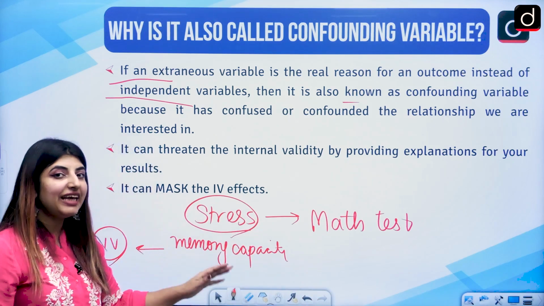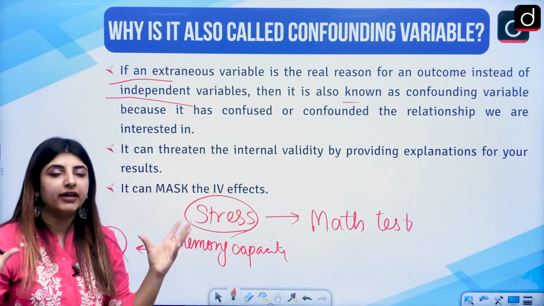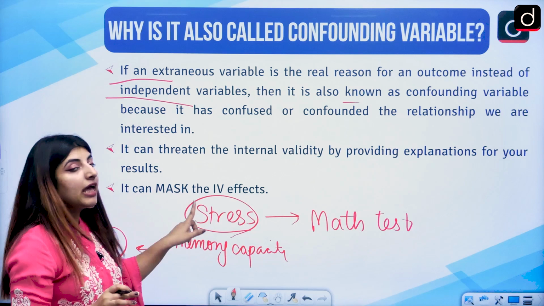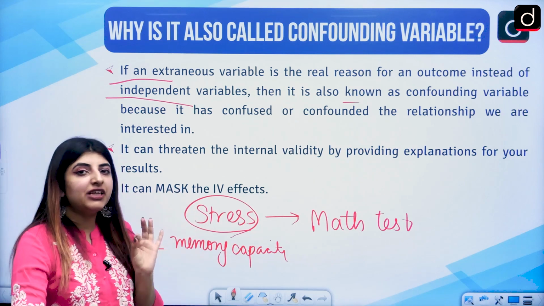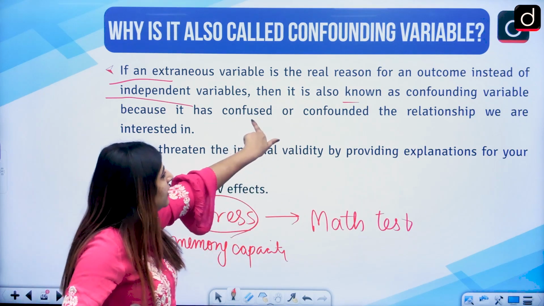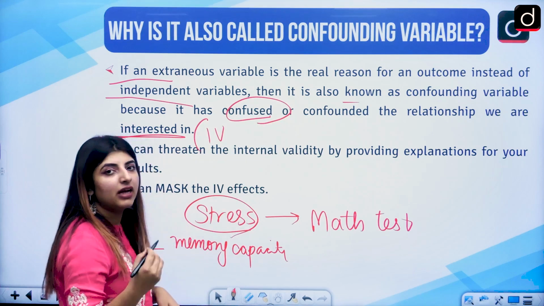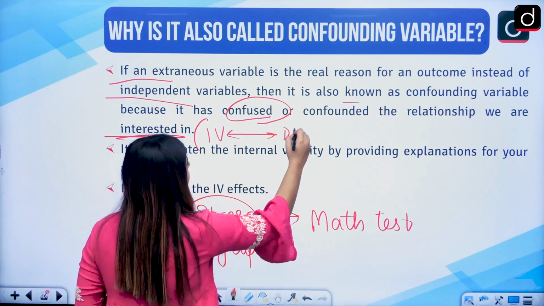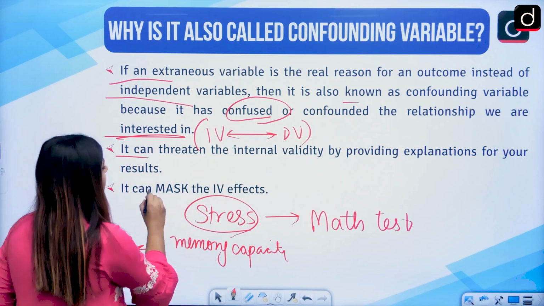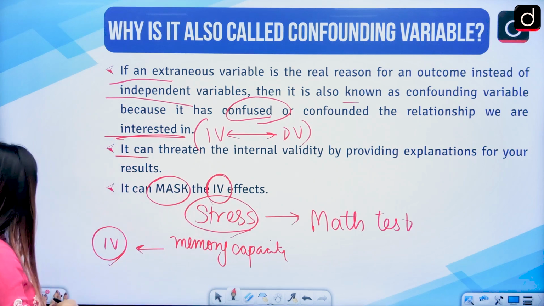So of course, these are the ones which initially we thought were not concerned in the relationship that we are establishing, correct, in the independent dependent variable. If the extraneous variables are found out to be true, they are also called confounding variables, because they confused or confounded the relationship that we were interested in. And what relationship were we interested in? We were interested in the relationship between independent and dependent variable, right? It can threaten the internal validity, already told you all about, and it can mask the effects of the independent variable. Time and again talked about it.